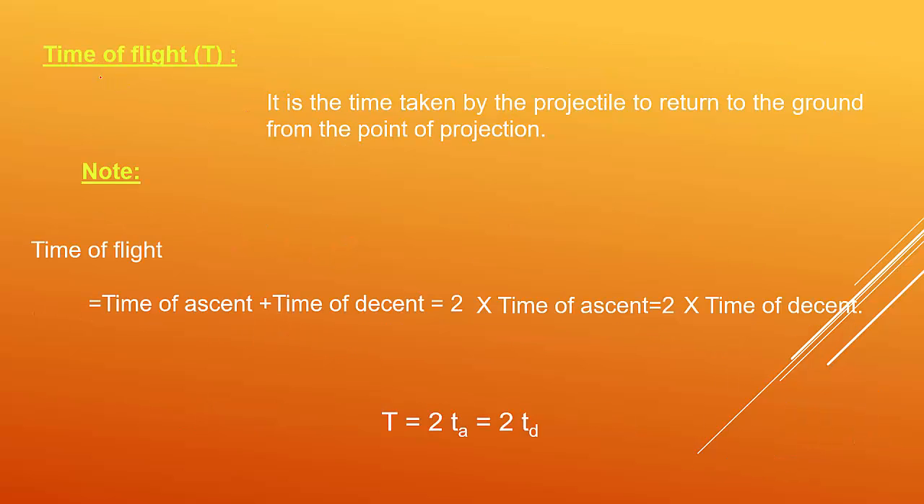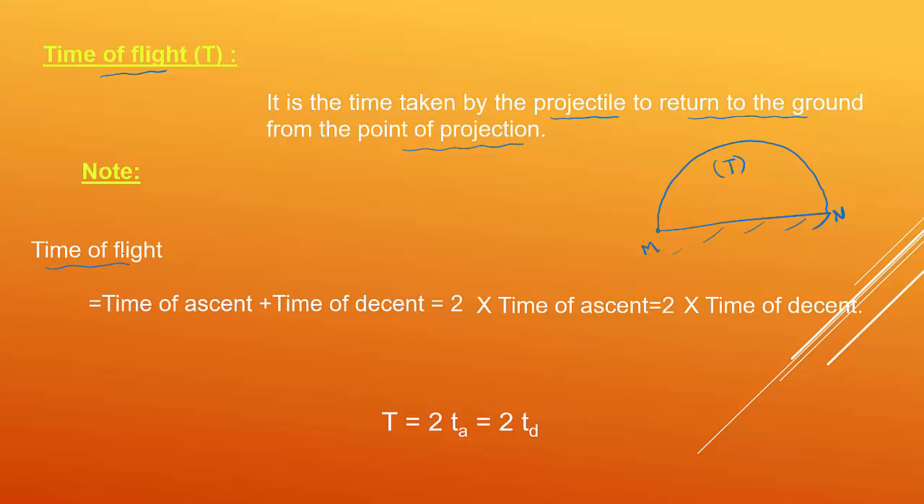Then, what is time of flight? It is the time taken by the projectile to return to the ground from the point of projection. When it comes back to the ground, the total time taken by the particle to move in the space gives the time of flight. If this is the ground, I am going to throw a particle in the space, again it will come back to the ground. The total time taken by the projectile to return to the ground from the point of projection, from M to N, gives time of flight, and it is denoted by T.